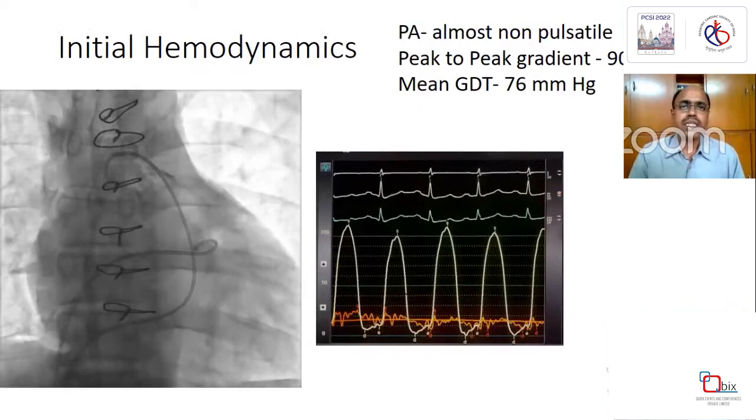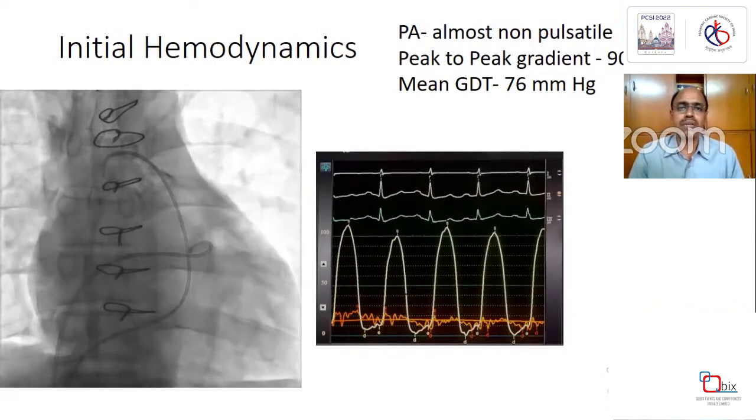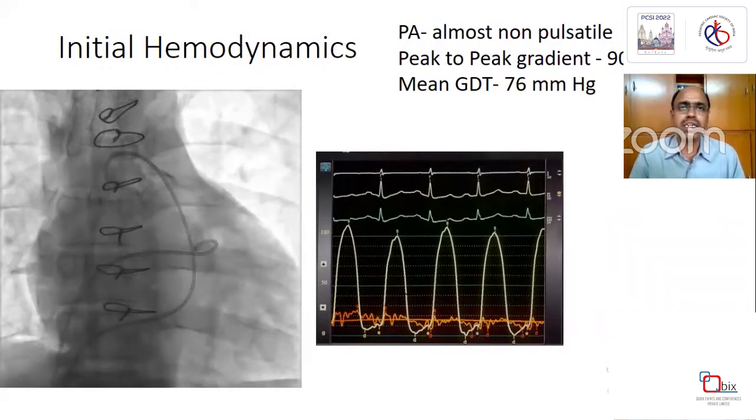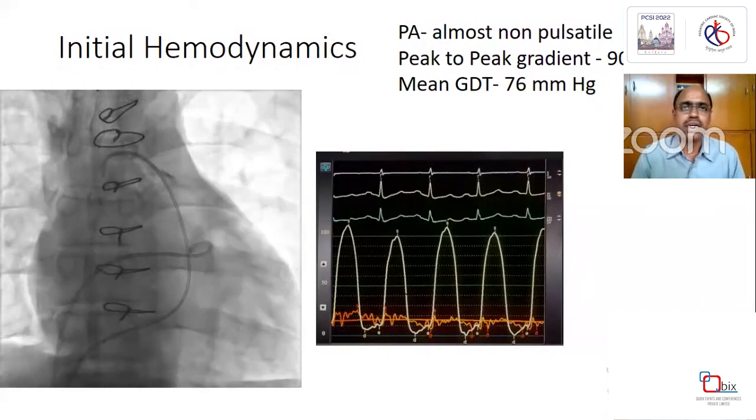After placing one catheter in the pulmonary artery and one in the right ventricle, we realized that the peak-to-peak gradient is almost 90 millimeters of mercury. You can appreciate the pulmonary artery trace is rather non-pulsatile, indicating the severity of the stenosis of the conduit.